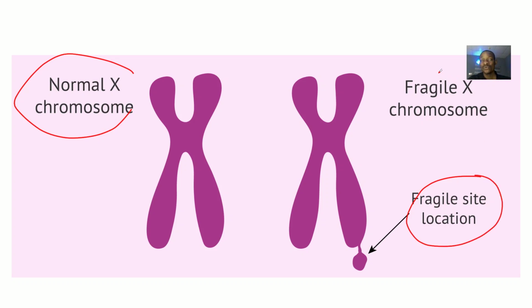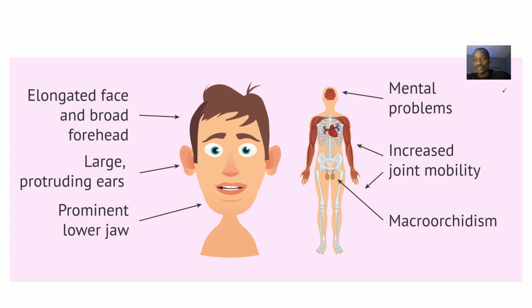One funny thing about all this genetic stuff is that just a minor change could result in so many problems. So if it has a fragile site, it can result in Fragile X syndrome. And this is a syndrome that we will be talking about, the characteristics in individuals that have this.